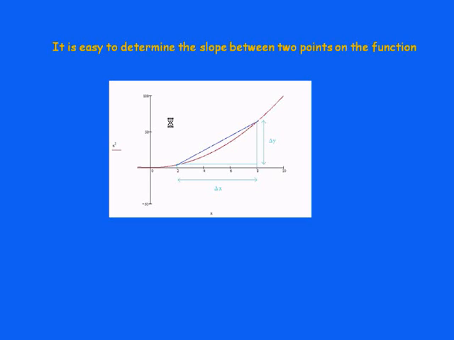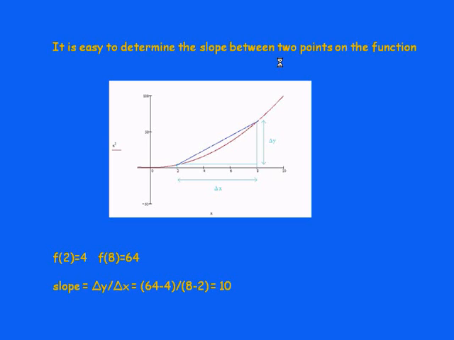Now we can take 2 points equally distant on either side of 5, 2 and 8, and it's very easy to determine the slope between those 2 points. We've drawn it here on the diagram where delta y is the vertical distance between those 2 points and delta x is the horizontal distance. If we work that out, we find that the value of the function when x is 2 is 4, the value when x is 8 is equal to 64, and therefore the slope of the straight line between those 2 points is given by 60 divided by 6, or 10.